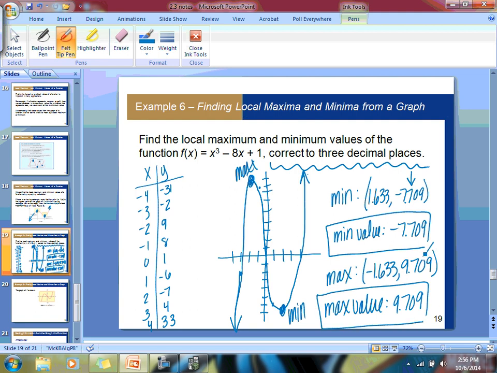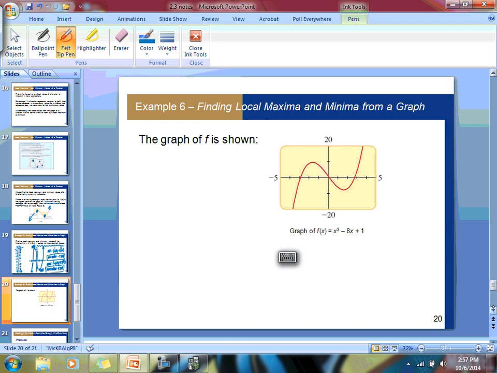Again, it's the y value in the ordered pair. So when it asks you for your minimum or your maximum value, you're finding the y value from that ordered pair of the max or the min. And there again is the book picture of the graph, just so it looks a little bit nicer than the one I drew by hand.